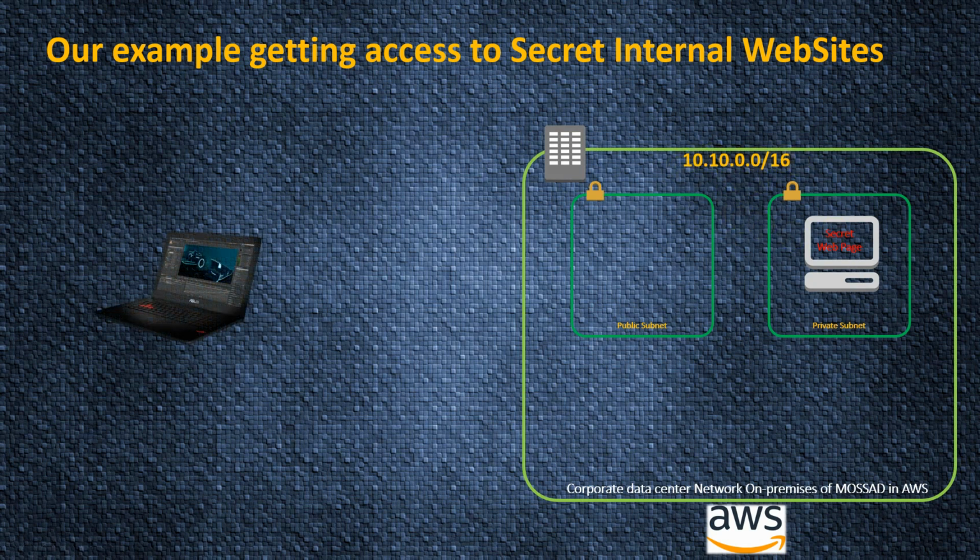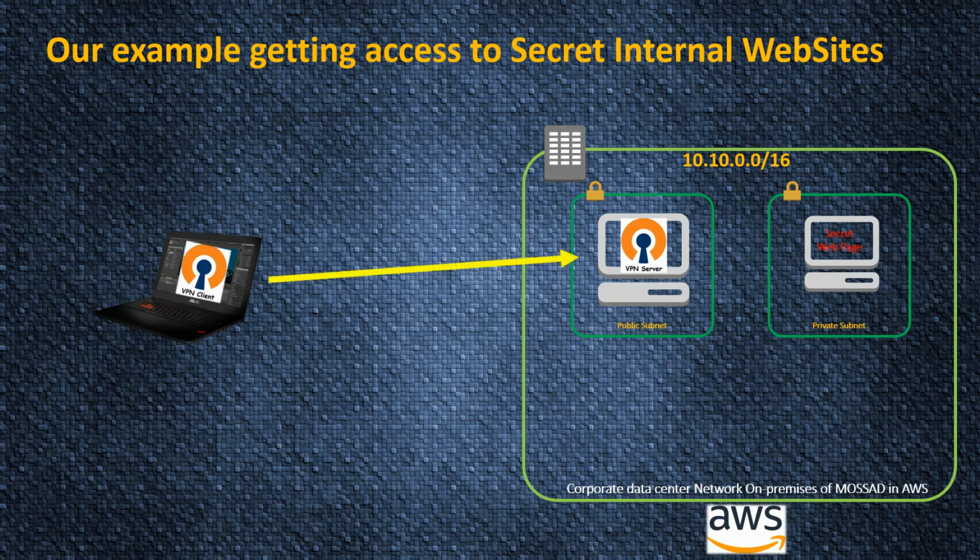And our laptop is somewhere far away. So how can we get access to this secret web page? For this, we need to provision a Linux Ubuntu server. In our example we will install the OpenVPN server on it. After that, we will install the OpenVPN client on our laptop, and we will connect to this VPN server. And as we will get a local IP address of the network, we will be able to access the secret web page, which is located in the private subnet.